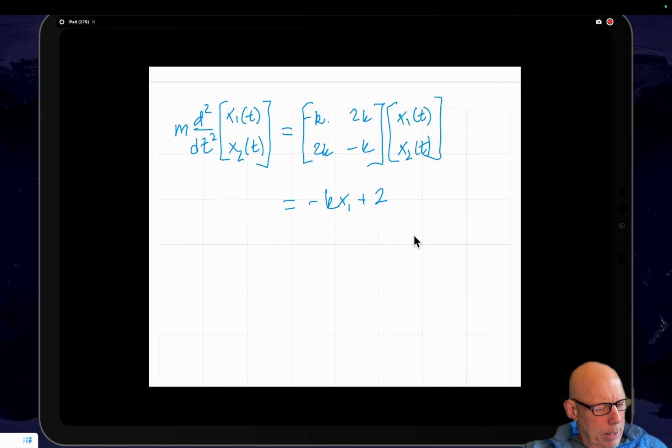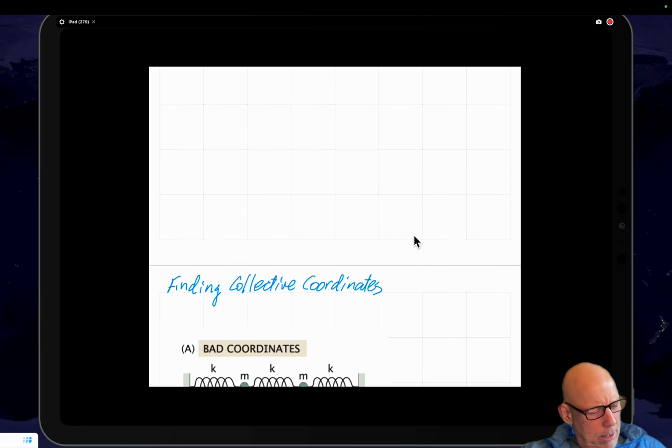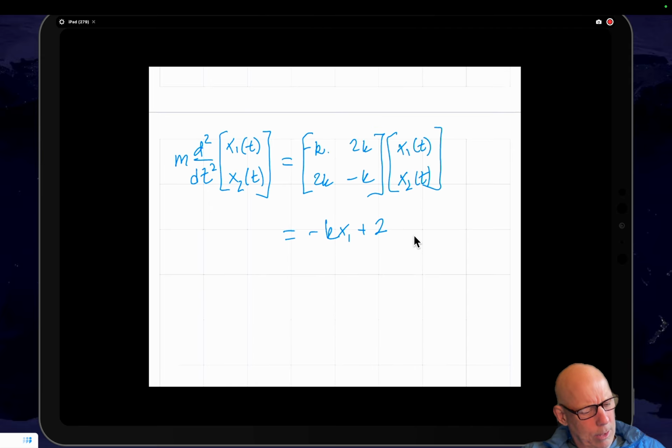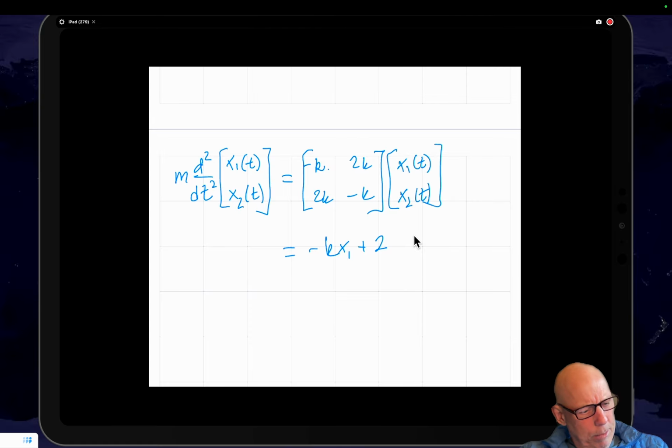Okay, so I don't think what I've written down here is correct. Just by looking at this by inspection, I have m d squared x1 by dt squared equal to minus k times x1, plus k times (x2 minus x1). Yes, so I made a mistake up here, so I apologize for that. Let's redo this. I think all will be well in a moment.